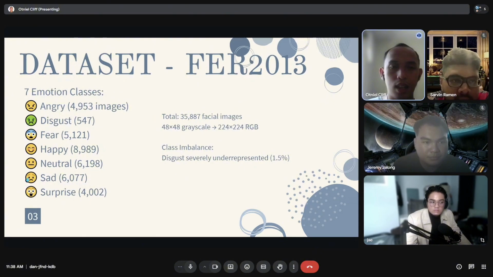For the dataset FER 2013, there are 7 emotion classes. The first class is angry, which has 4,953 images. Disgust, 547. Fear, 5,121. Happy, 8,989. Neutral, 6,198. Sad, 6,077. Surprise, 4,002.